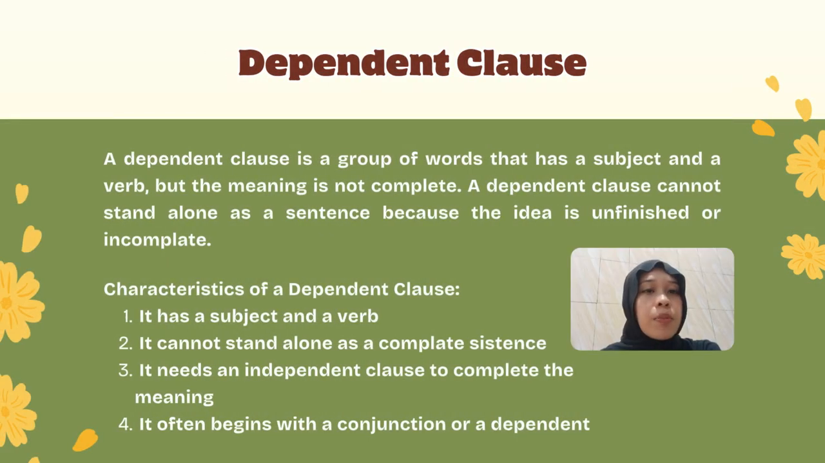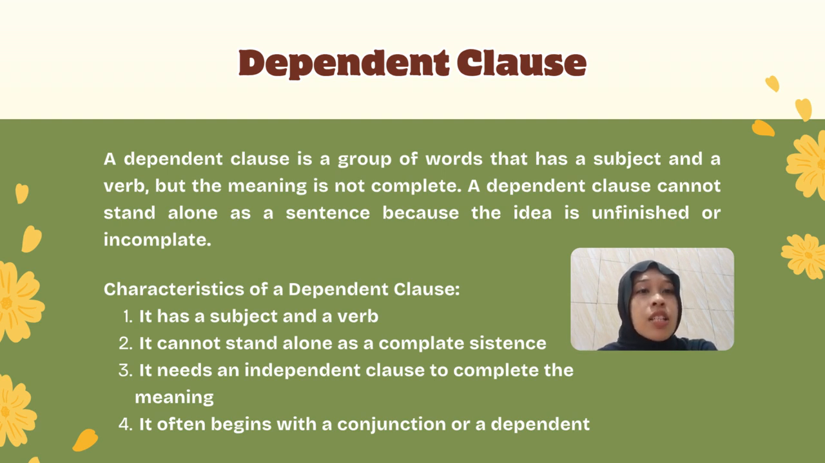Okay, next slide, I will explain dependent clause. Next, about dependent clause. A dependent clause is a group of words that has a subject and a verb, but the meaning is not complete. A dependent clause cannot stand alone as a sentence because the idea is unfinished or incomplete.